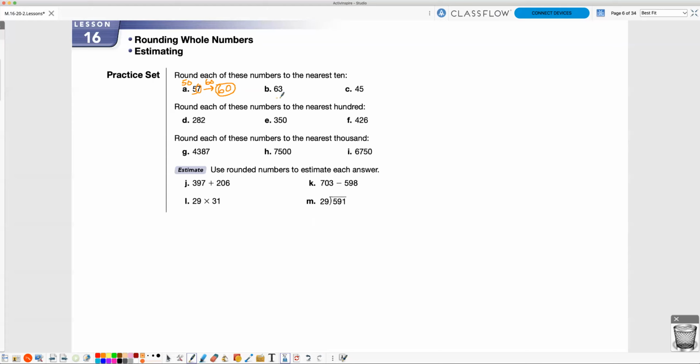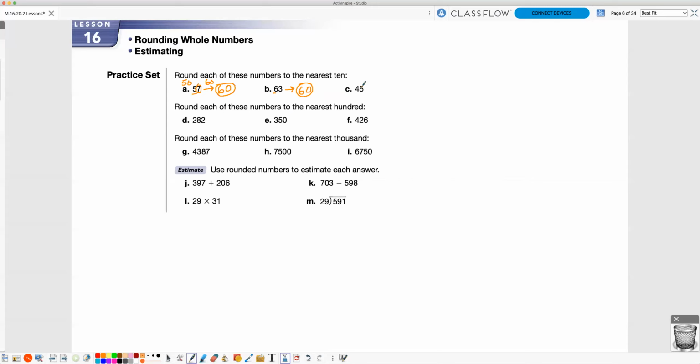Letter B, 63. 63 rounded to the nearest 10 would be 60. Because if you look at it, in the ones place, 3 is less than 5. That remains the same. 6 remains the same. The 3 turns into a 0.